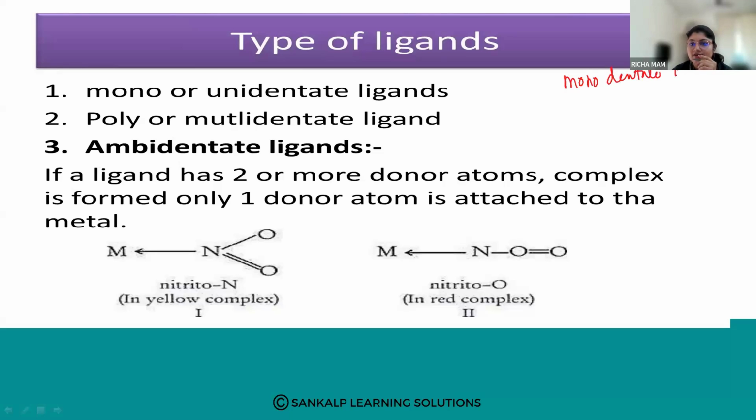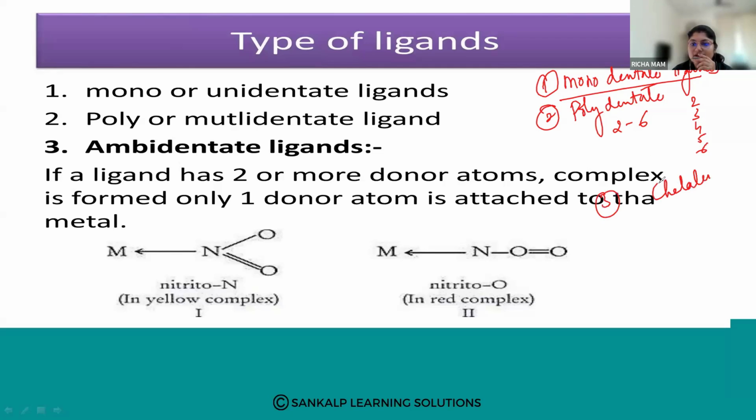Monodentate ligands: in monodentate, only one, it has one donor site. The second type we have seen is polydentate. In polydentate we have seen from 2 to 6, that is 2, 3, 4, 5, and 6. Then we have seen chelating ligands. What are chelating ligands? When two or more donor atoms link to the same central metal ion, it forms ring-like structures. Such ligands are called chelating ligands.